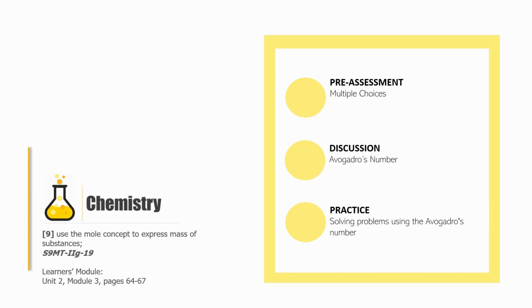This one is divided into 3: pre-assessment, multiple choices, and then a discussion on the Avogadro's number, and then a practice for solving problems using Avogadro's number. Okay, so let's begin with the pre-assessment. You will need to get your notebook or a clean sheet of paper for this, and then label it pre-assessment, multiple choices.